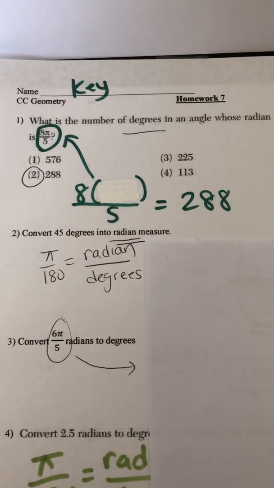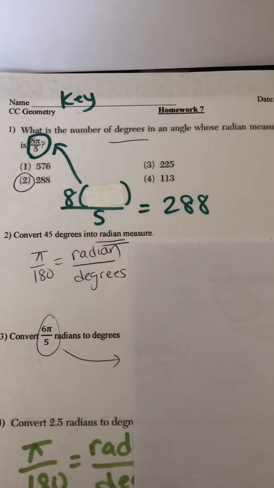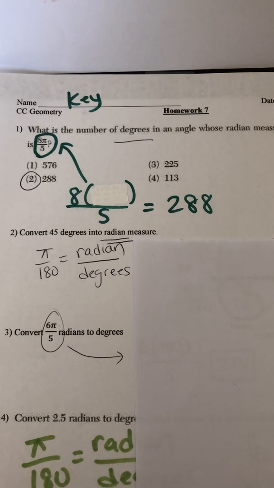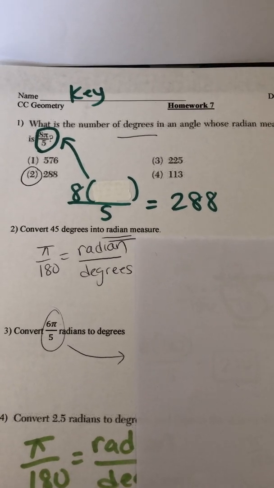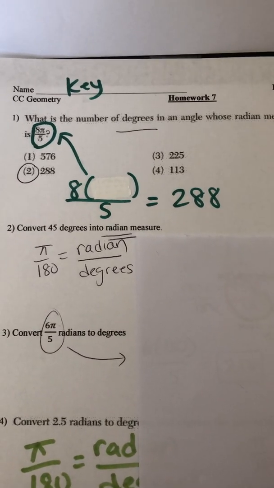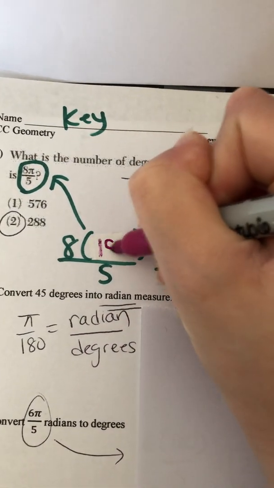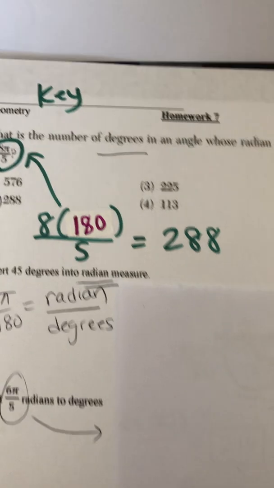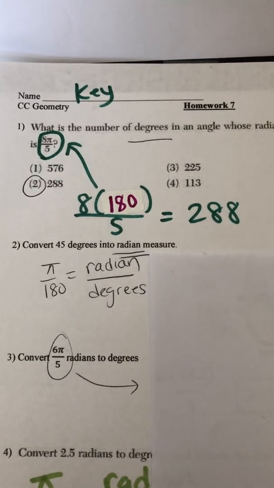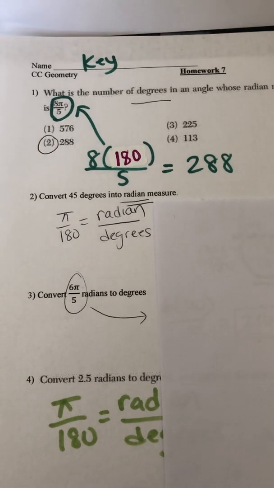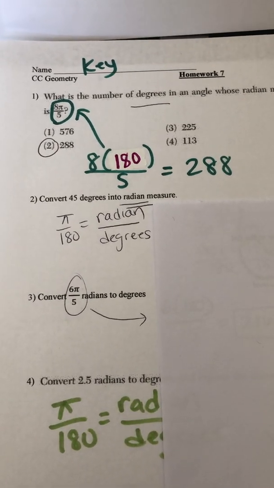On question 1 it asks, what is the number of degrees in an angle whose radian measure is 8 pi over 5? Now we learned that pi is equal to 180 degrees. So the shortcut is that you multiply not by pi but by 180 degrees. Now 8 times 180 divided by 5 is 288. That's choice 2.